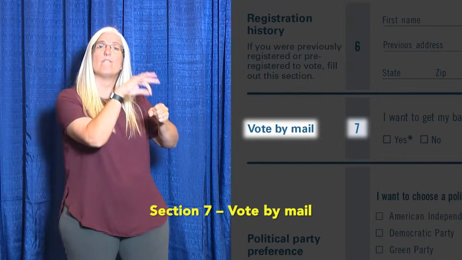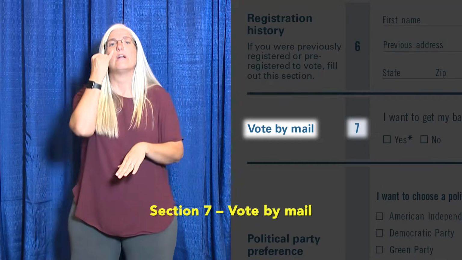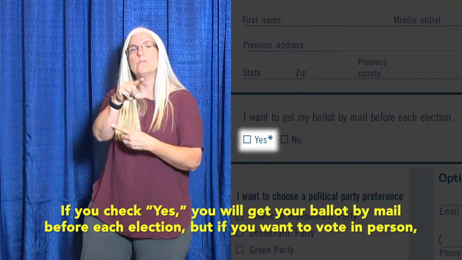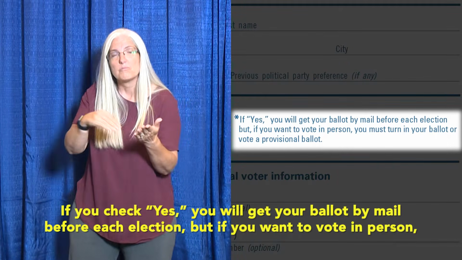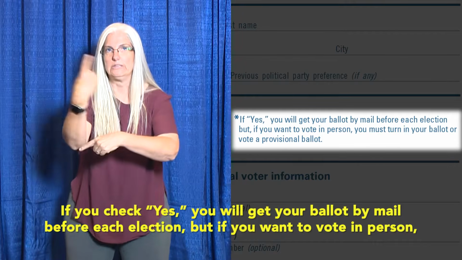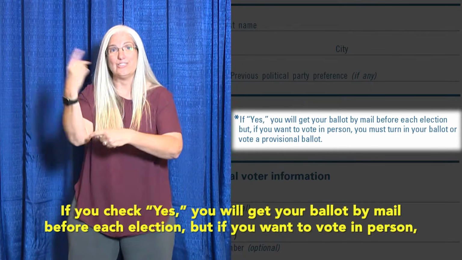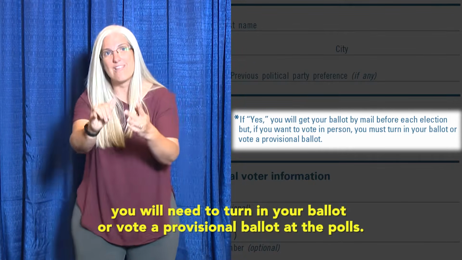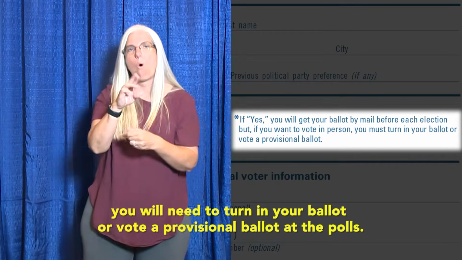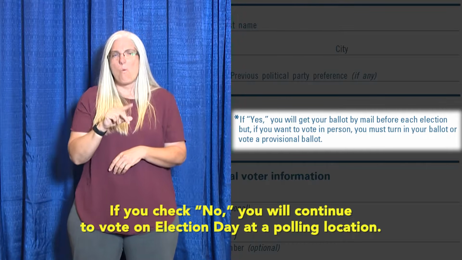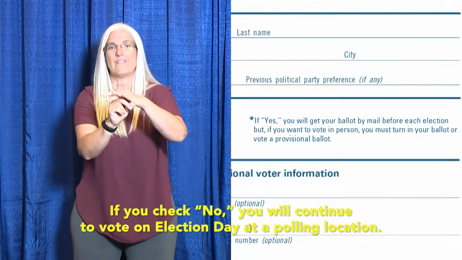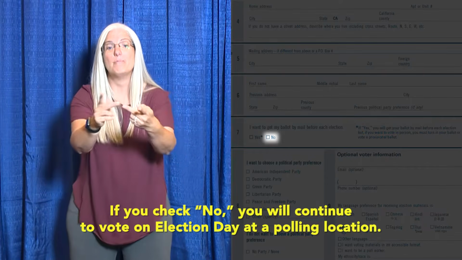Section 7. Vote by mail. If you check yes, you will get your ballot by mail before each election. But if you want to vote in person, you will need to turn in your ballot or vote a provisional ballot at the polls. If you check no, you will continue to vote on Election Day at a polling location.